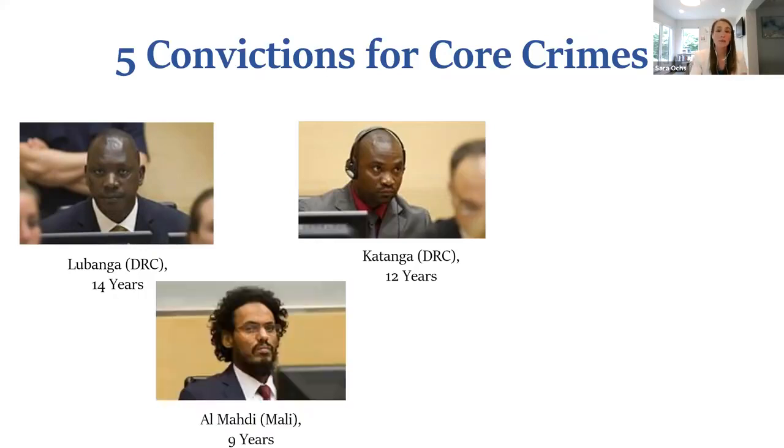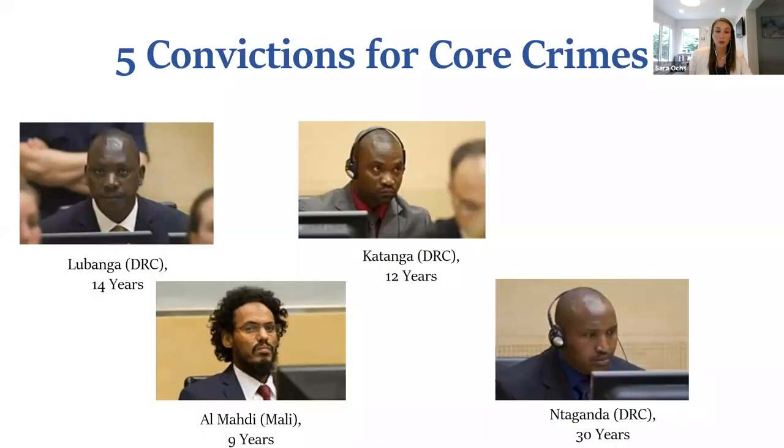Third, we have Ahmad Al-Faki Al-Mahdi. He was a member of an Islamic rebel group in Mali. He pled guilty without a trial, and he was convicted of war crimes, including the first ICC conviction for directing attacks against religious and historic buildings, destruction of cultural heritage as a war crime, which was a big accomplishment. He was sentenced to 9 years. So already we know that the court can sentence life sentences as well as sentences up to 30 years. These sentences were not too hefty in light of that.